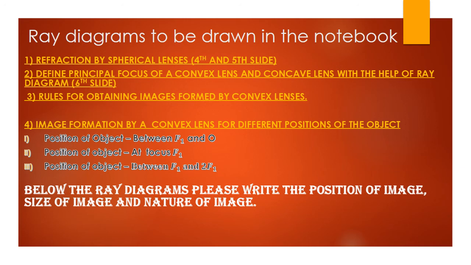Last, image formation by convex lens for different positions of the object, that is position of the object between F1 and O. Second, object at focus F1, then object between F1 and 2F1. So after drawing the ray diagrams, below the ray diagrams you have to write the position of the image, size of the image and nature of the image.